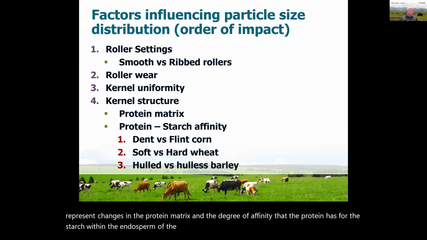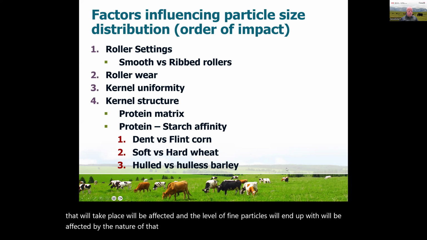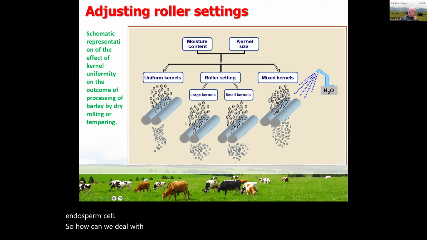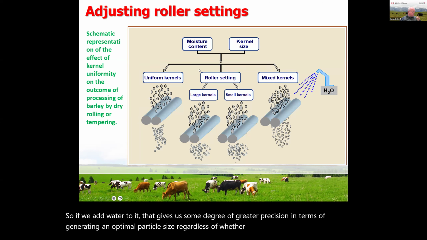And when we set the rollers, then the degree of shatter that will take place, and the level of fine particles we'll end up with, will be affected by the nature of that interaction between the protein and the starch within the endosperm cell. So how can we deal with that? Well, ultimately, as I mentioned, we can already use tempering. If we add water to it, that gives us some degree of greater precision in terms of generating an optimal particle size, regardless of whether we're dealing with light or heavy barley.